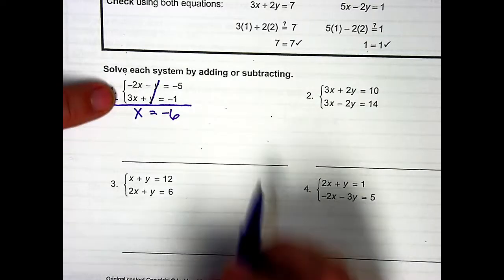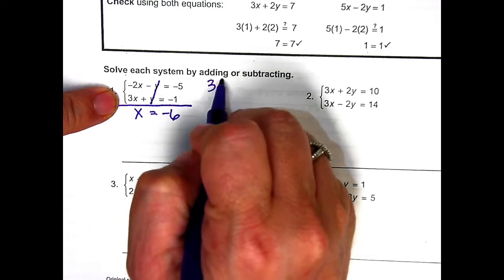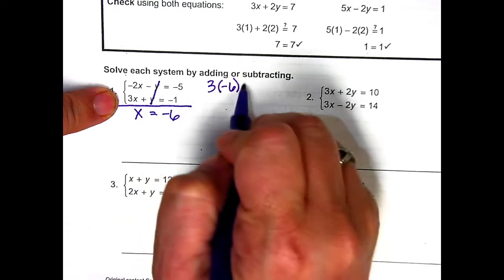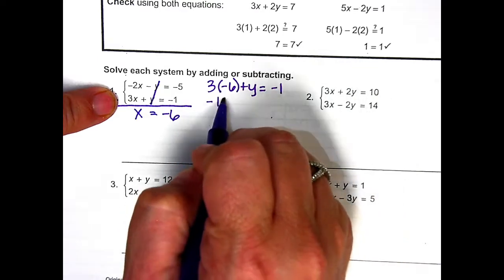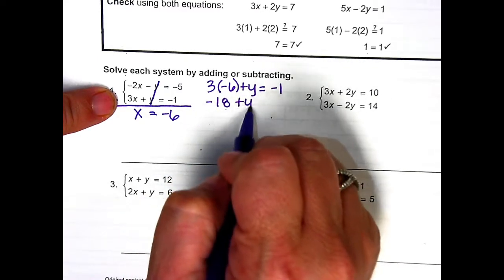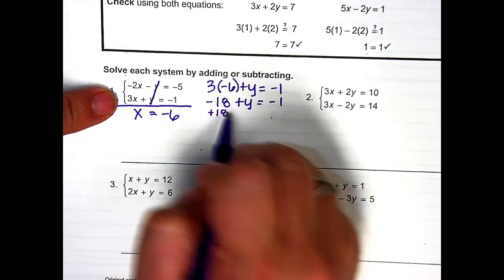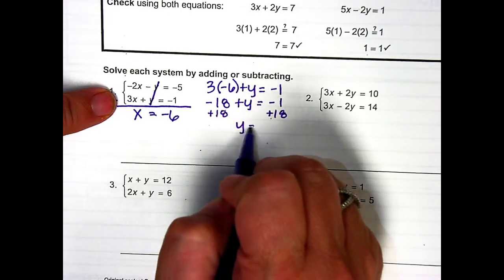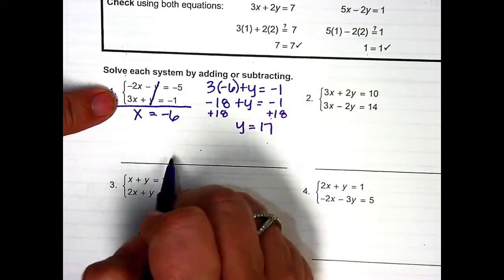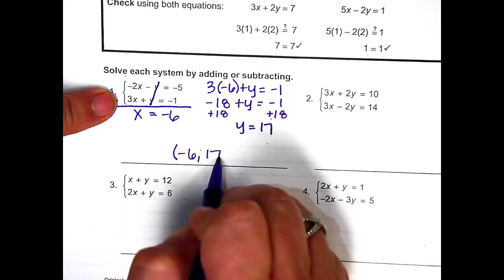And then we're going to plug it in. I'm going to use the second equation. So we have 3 times negative 6 plus y equals negative 1. So I have negative 18 plus y equals negative 1. So add 18 and y equals 17. So my solution is the ordered pair negative 6, 17.